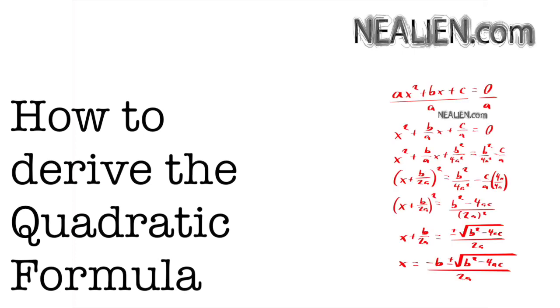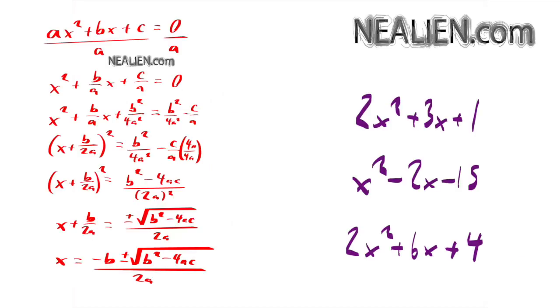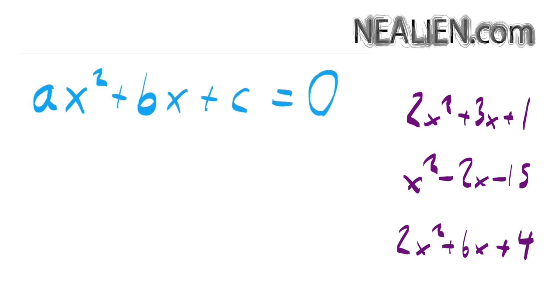The quadratic formula is pretty useful for solving quadratic equations. If you can factor, you probably should do that. But if you can't factor, which is sometimes the case, or if you don't feel like factoring, you can use the quadratic formula. So you can use the quadratic formula for quadratic equations of the form ax squared plus bx plus c equals 0.